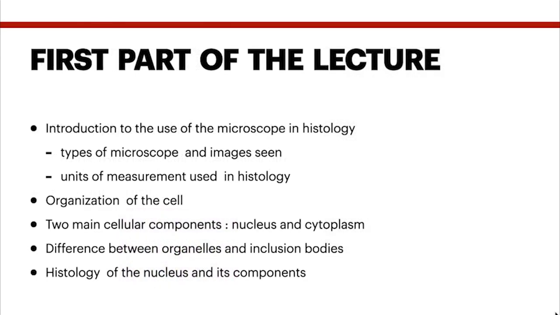This ends the first part of the lecture. Points discussed were the following: introduction to the use of the microscope in histology, such as types of microscope and images seen, and the units of measurement used. Second is the organization of the cell. The two main cellular components of the cell are the nucleus and the cytoplasm. Third is the difference between organelles and inclusion bodies. And lastly, I have talked about the histology of the nucleus and its components.